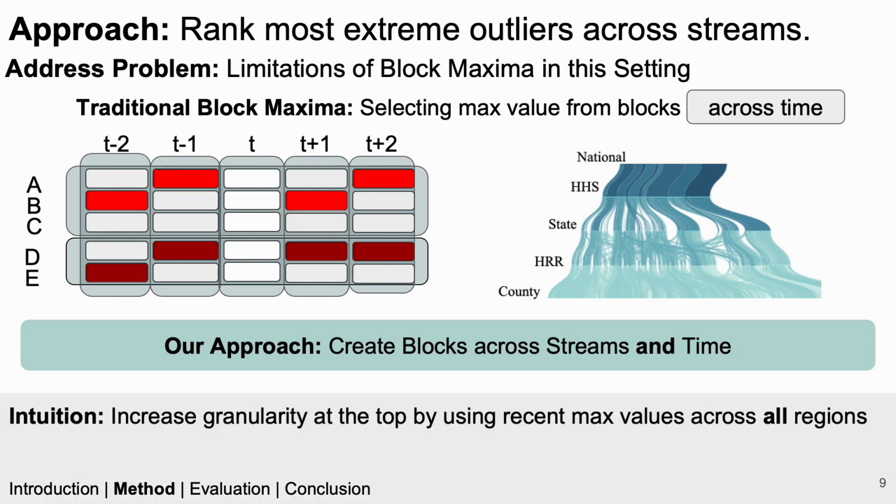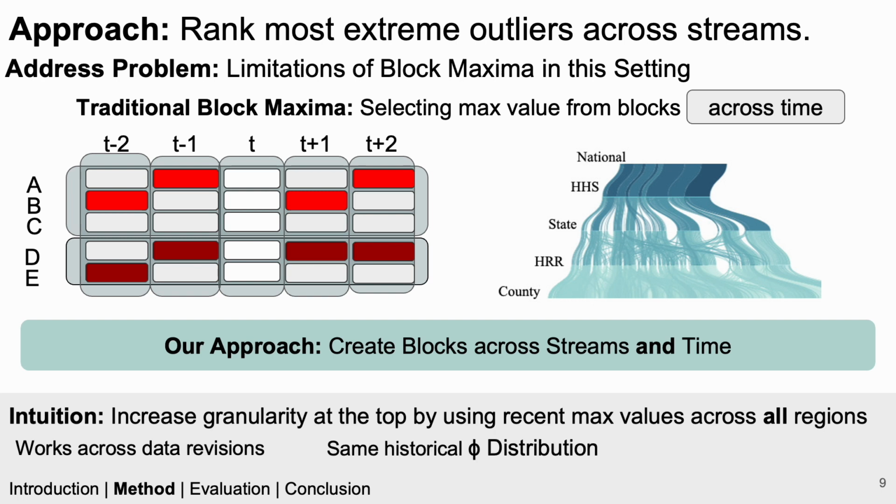And the benefits of this approach is that, because of this intuition that we can increase the granularity at the top of the historical test statistic distribution by using the recent maximum values across all regions, we can also have an approach that works across data revisions, and all data points are compared to the same historical test statistic distribution. And we only need to use recent data.